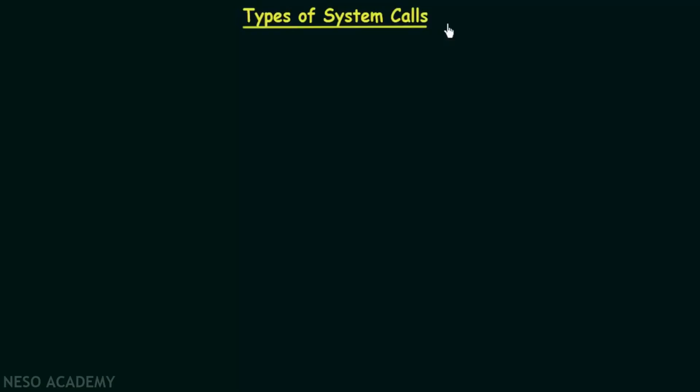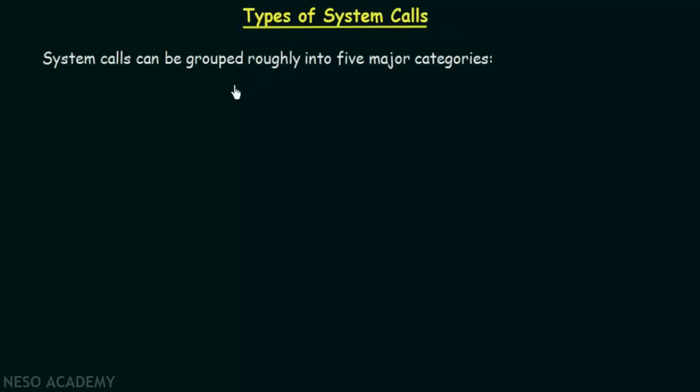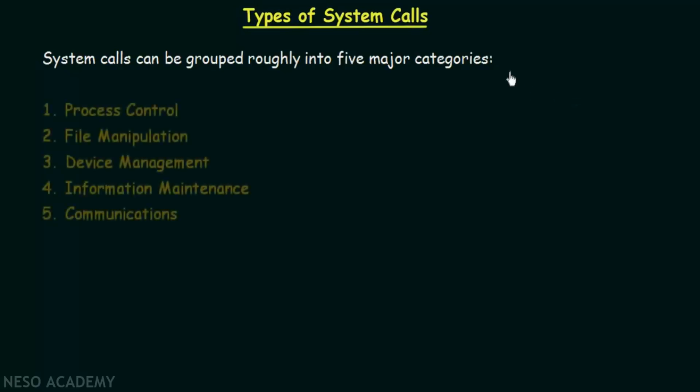In the previous lecture, we have studied about system calls, and in this lecture, we will be seeing the types of system calls. So system calls can be grouped roughly into 5 major categories. So we'll be seeing how we can group our system calls into these 5 categories, and we will be seeing what the differences are between these categories of system calls.